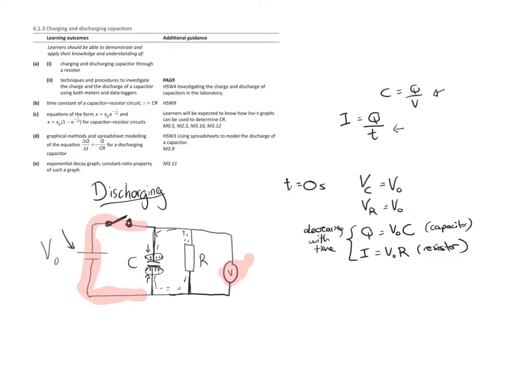Now, why does the voltage across the capacitor decrease to 0? Well, firstly, we know this equation right here. Since Q is equal to CV, and it's the same capacitor, the capacitance doesn't change, it's a constant number, which means Q is directly proportional to V.